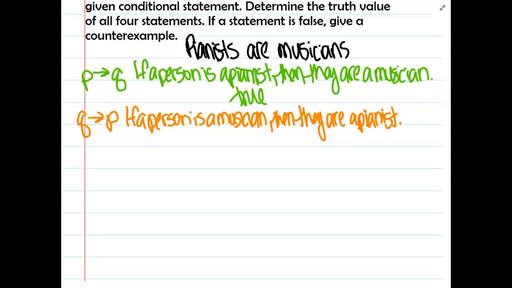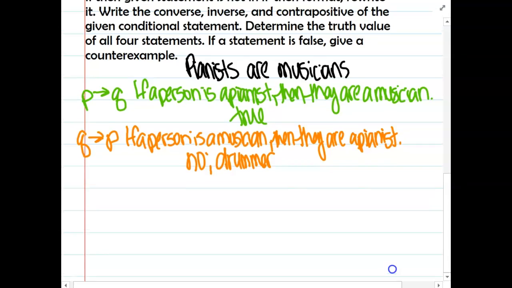Okay, so remember, if this is true, it means that every single person who is a musician, think of everybody you know that's a musician, is a pianist. No, right? There's a bunch of them, but you only have to come up with one. What's an example of one? A drummer. Yeah. A drummer is not necessarily a pianist.